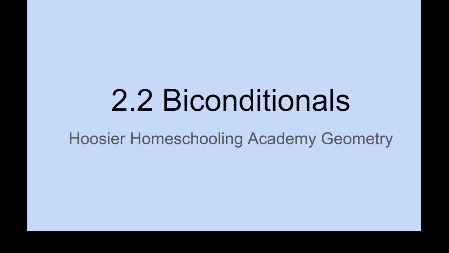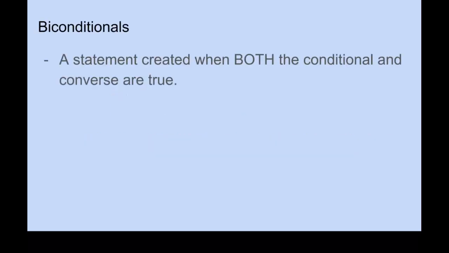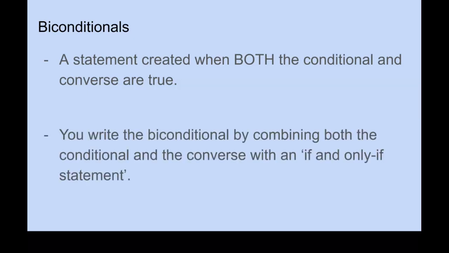So in section 1, we talked about conditionals and the converse. And we hinted on the idea that if we assess the truth value of both the conditional and the converse, and they're both true, then we can write them into something called a biconditional. Biconditionals are a statement created when both the conditional and the converse are true. And you write it by combining them with an if and only if statement. Okay? You're going to see what I mean.